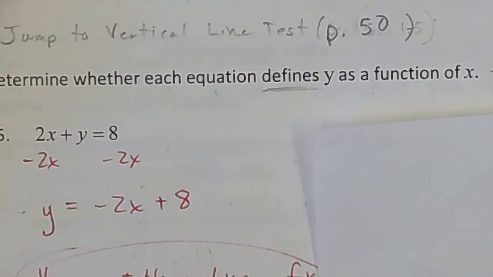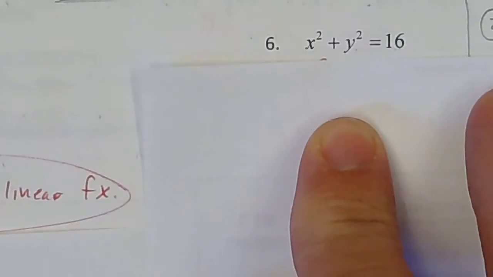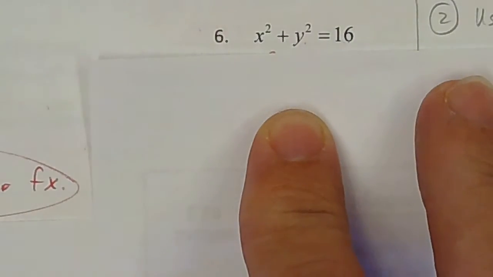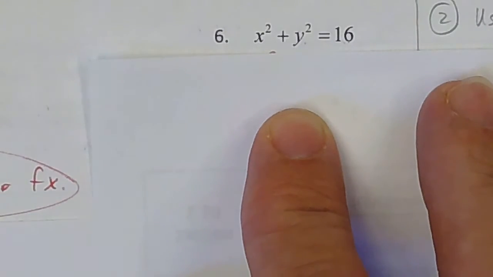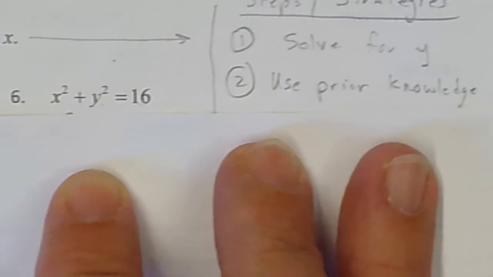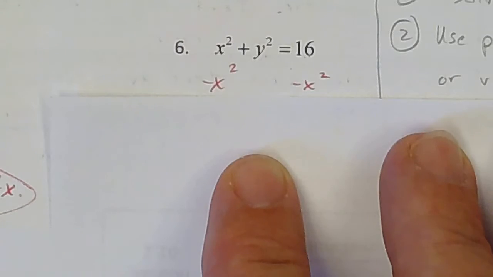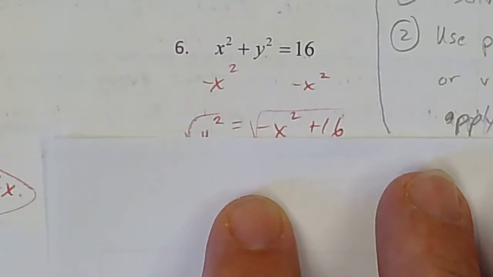Okay. Let's look at 6. Now you might have some prior knowledge of this right away. I'm going to wait and come back and talk about that in a moment. So let's go through the steps of solving for y. So let's move x squared over to get to this step.